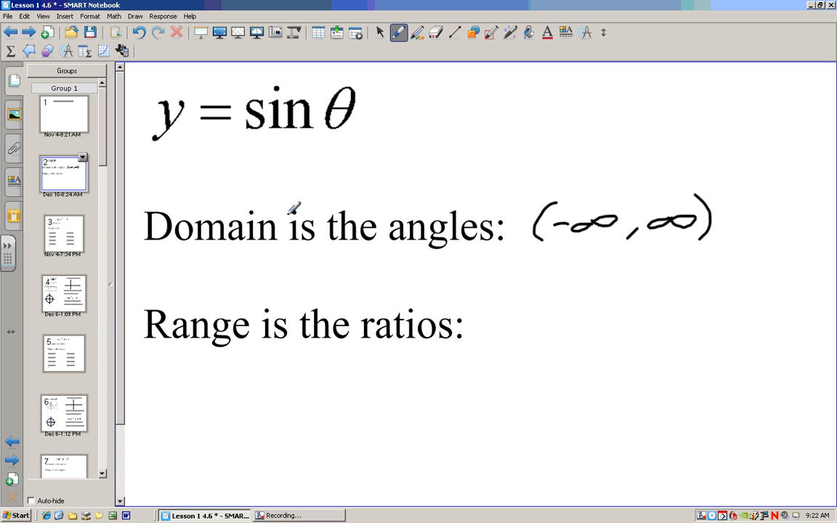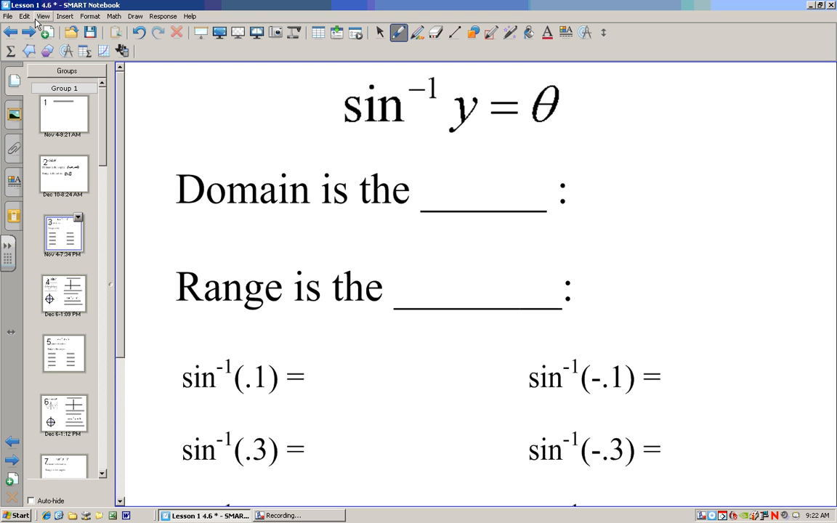What's the range of the ratios? So for the y, the highest y I can get is 1, and the lowest I can get is negative 1. So that's going to include both negative 1 and 1. So the range of the ratios are between negative 1 and 1. Now if we look at the inverse sine, y equals theta, the domain is the ratios, and the range is the angles.